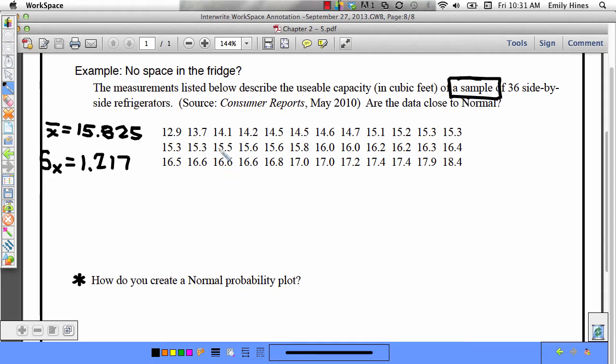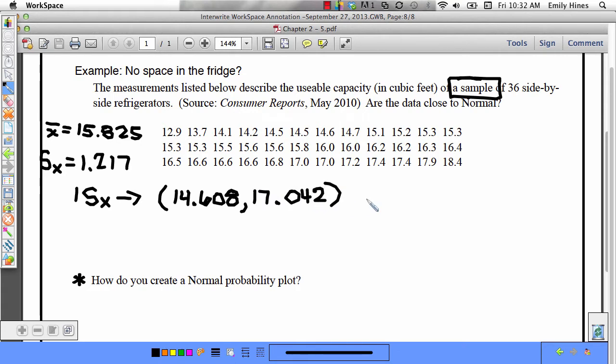Okay, and I can check it with the empirical rule. So if I know my mean is this, then I can look one standard deviation back and one standard deviation above, and that means I would need to count the numbers between 14.608 and 17.042. If I count those, I get 24 out of the 36, which is approximately 66.7%. That's pretty close.